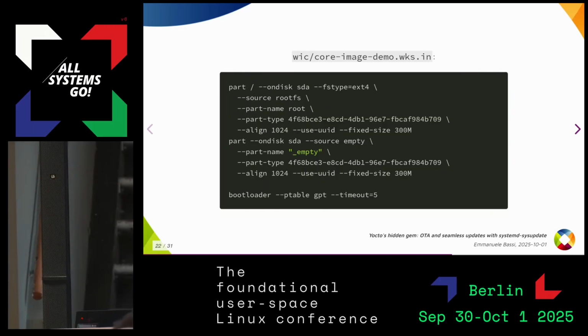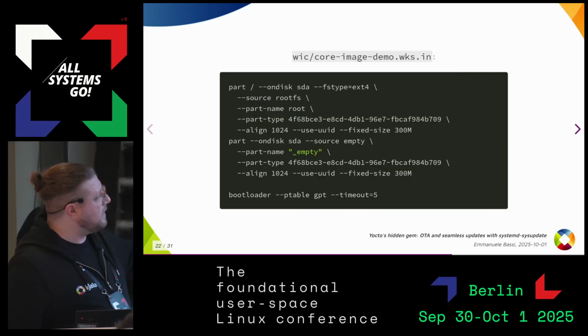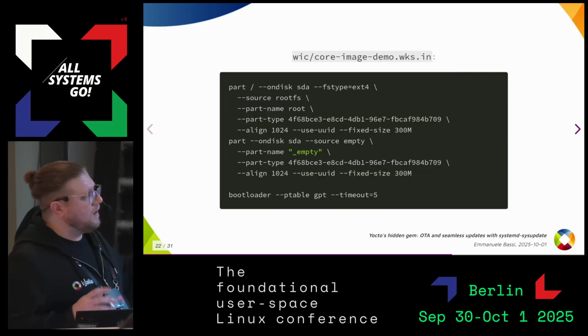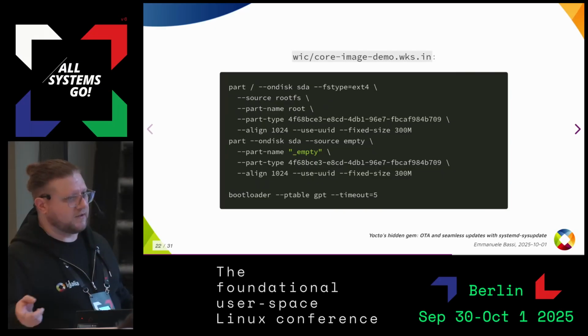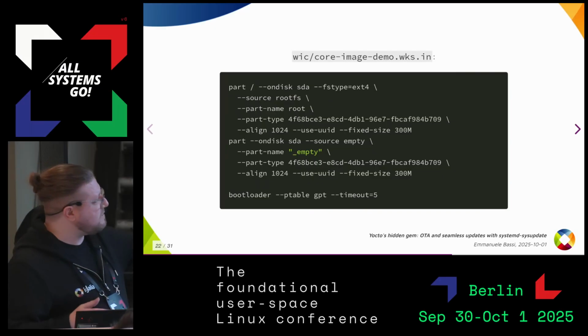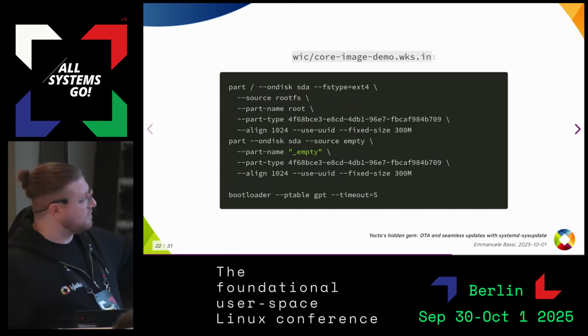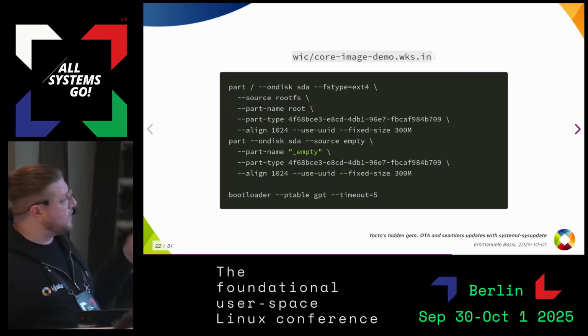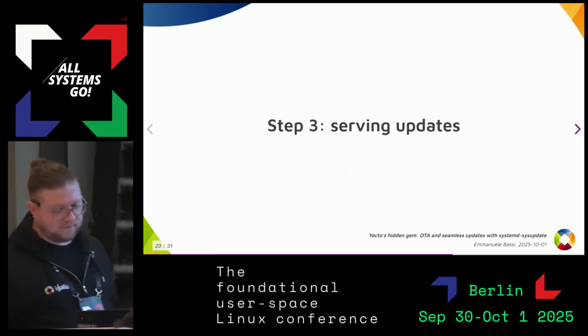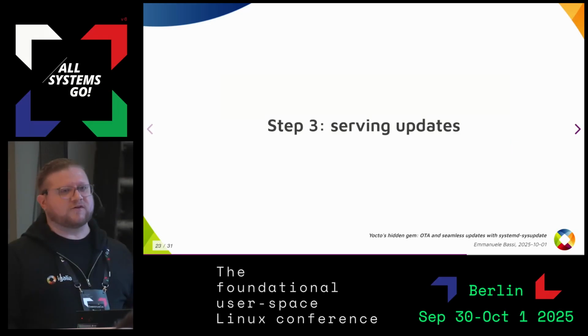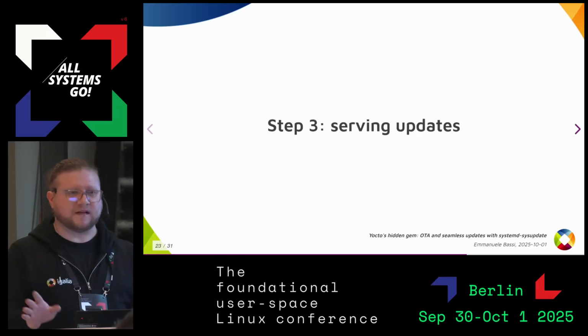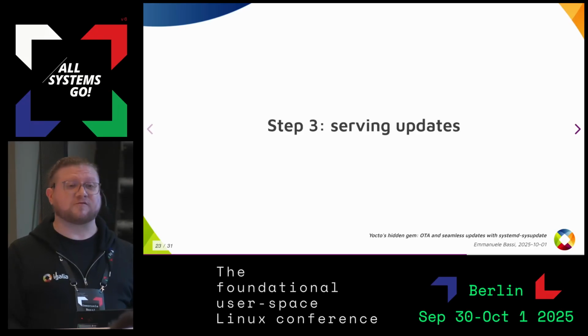This partition here, the second one named _empty, is the target location for the next version. It's an empty partition that has the same size and the same partition type as the root file system, but it's called _empty, again, convention from sysupdate. Sysupdate will know to put the next version inside that partition. Of course, once you've done that, it's already done for your operating system. That's all that's needed. But how do you serve an update?